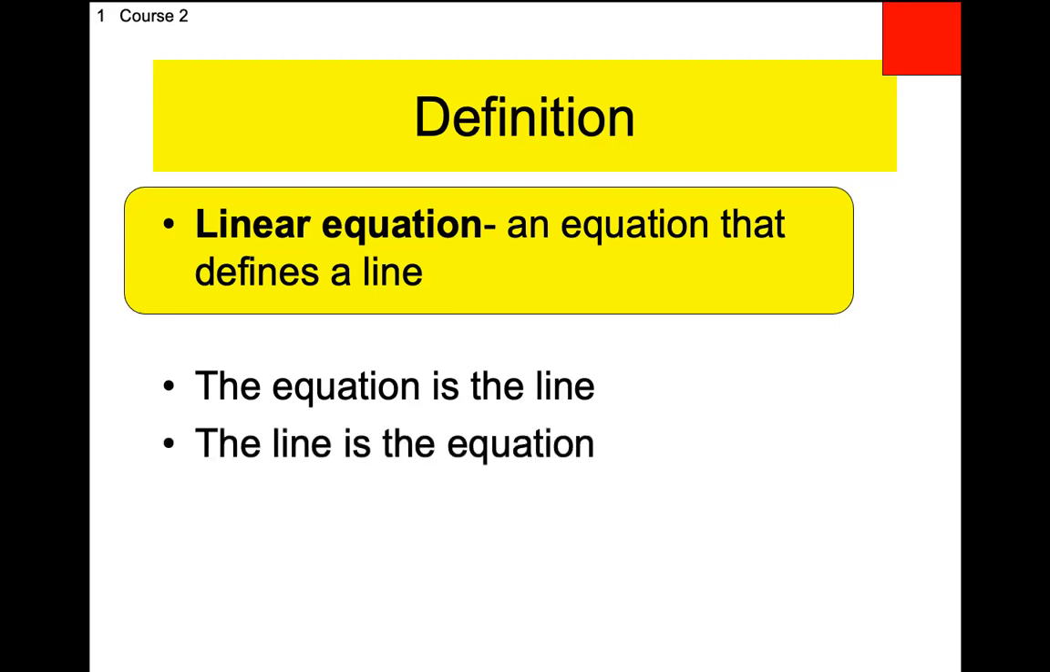If I show you the line, you can come up with the equation for the line. We're not going to do that today, but you will this year. I'll give you the shape. You will tell me the equation of that shape. Okay?